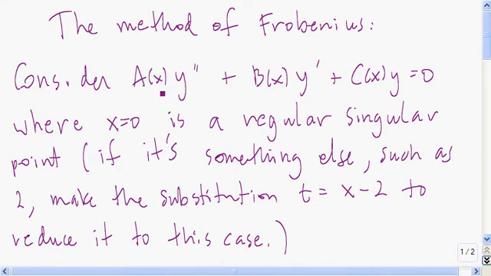Okay, so we're going to consider a of x, y double prime, plus b of x, y prime, plus c of x times y is equal to 0, where we're going to restrict to the case where x equals 0 is a regular singular point. This method is for regular singular points. If some other number is a regular singular point, such as 2, we'll simply make the substitution t equals x minus 2 to reduce it to the case where 0 is our regular singular point.